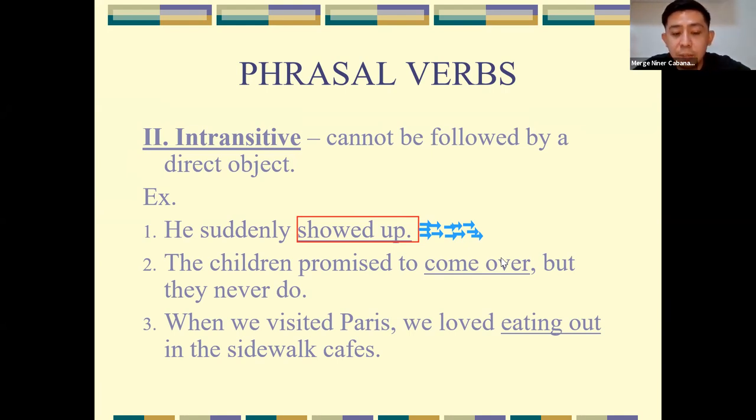Okay. When we visited Paris, we loved eating out in the sidewalk cafes. So eating out where? In the sidewalk cafes? And again, sidewalk cafe, because that is a place, it is an indirect object. Okay. Remember that. So intransitive verb, when it comes to our formula, how to construct a sentence, those are just some of the sentence structure. Again, we're going to focus mainly on sentence structure by your grammar 7. So we're literally just in grammar 5. We still have grammar 6 and 7, grammar for IELTS, which have occurred last week. So that's the basic idea about it. So that is your intransitive phrasal verb.